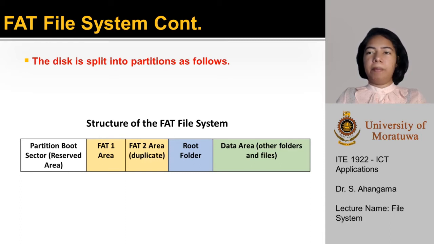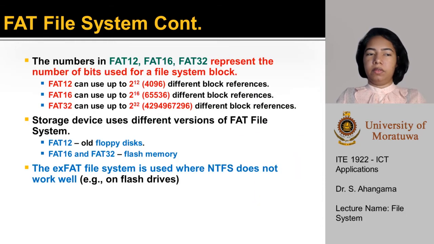The file allocation table and the root folder must be stored in a fixed location so that the files needed to start the system can be correctly located. The rest of the disk is divided into blocks that hold file data. The numbers in FAT12, FAT16, or FAT32 stand for the number of bits used for a file system block. Here, FAT12 can be used up to 4096 different block preferences.